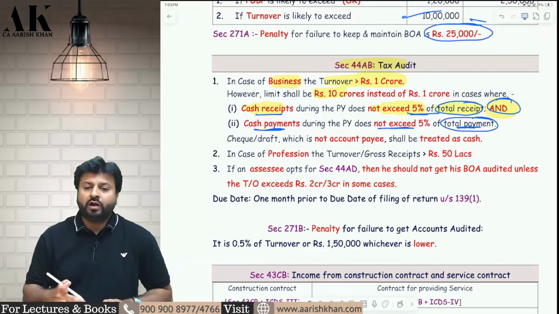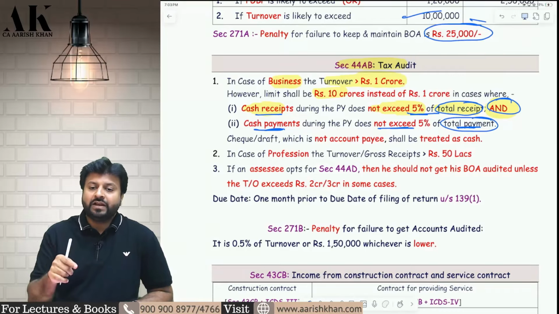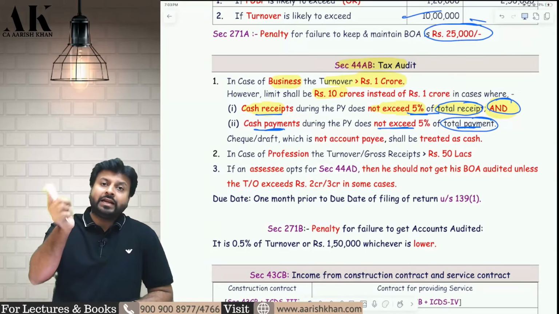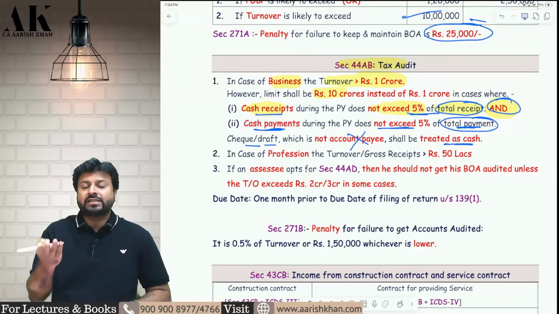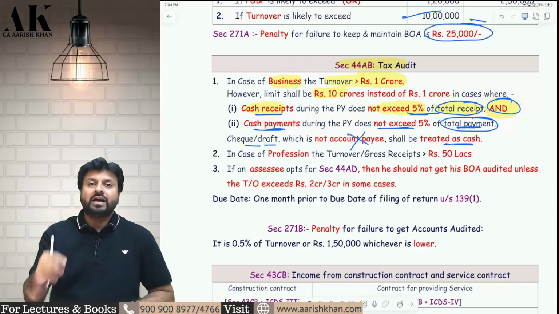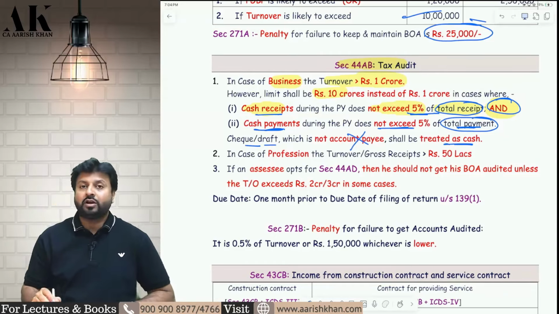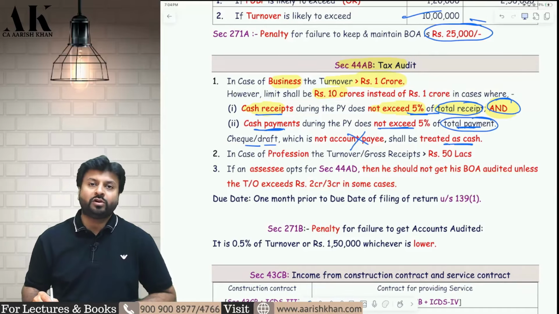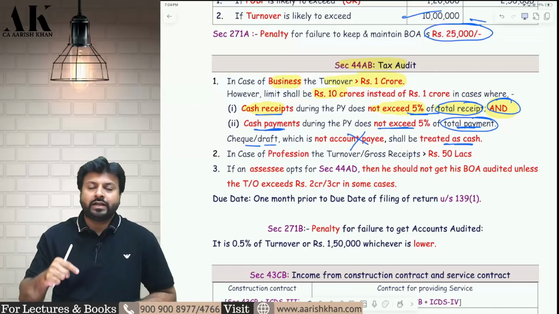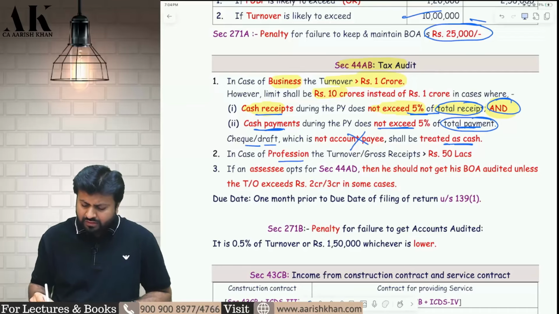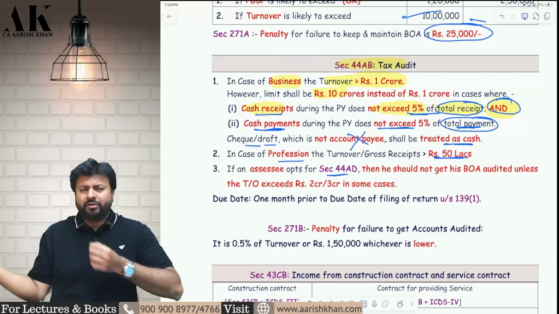Then there is no need to do audit up to 10 crore rupees. Now cash will also include bearer cheque and crossed cheque, because any cheque or draft which is not account payee is treated as cash. So a bearer cheque will also be treated as cash. A normal crossed cheque will also be treated as cash. The cheque has to be an account payee cheque or account payee draft or ECS or such other electronic mode. I hope it is clear to all of you. So for business there are two limits, 1 crore and 10 crore. For profession there is only one limit, 50 lakhs. And for 44ADA we will talk about it in the next section.